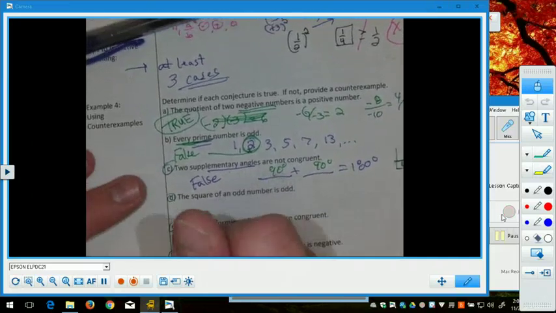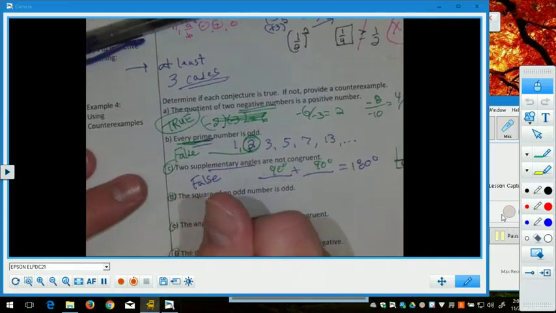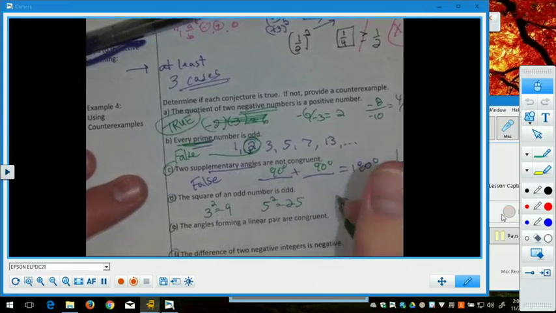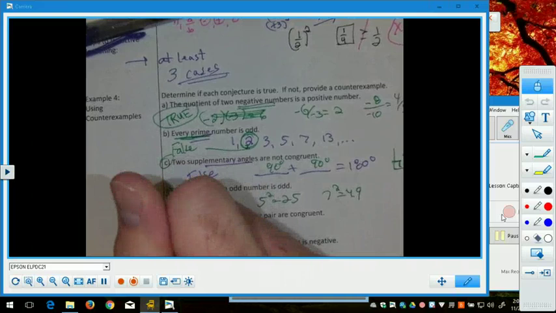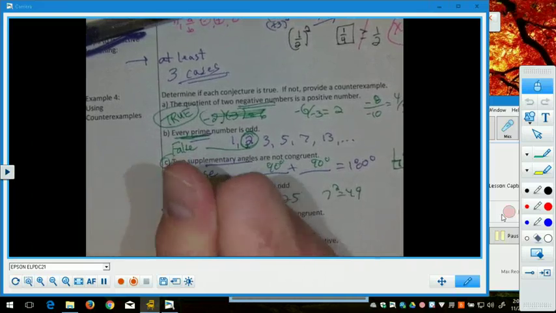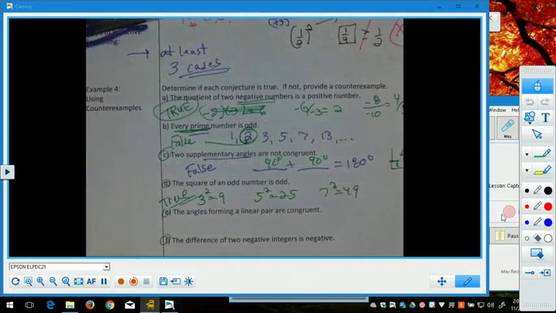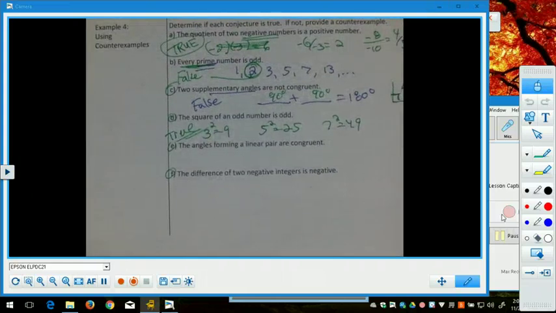The square of an odd number is odd. 3 squared is 9, 5 squared is 25, 7 squared is 49. You can try other combinations, but this tends to be true for every case you could come up with. That is true.